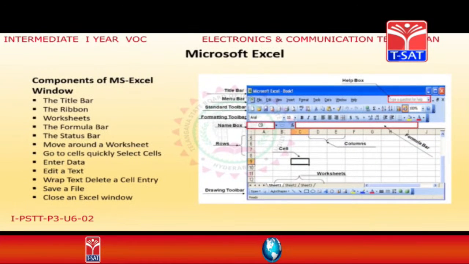Microsoft Excel. Here you can see the components of the MS Excel window: the title bar, the ribbon, worksheets, the formula bar, the status bar. Move around a worksheet, go to cells quickly, select cells, enter data, edit a text, wrap text, delete a cell entry, save a file, close an Excel window.